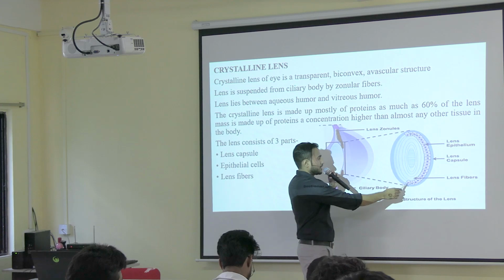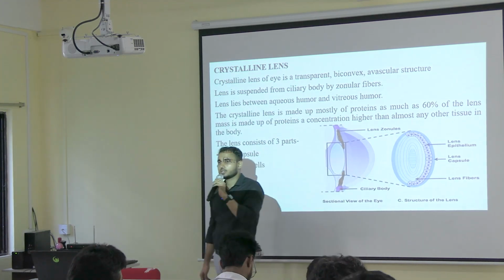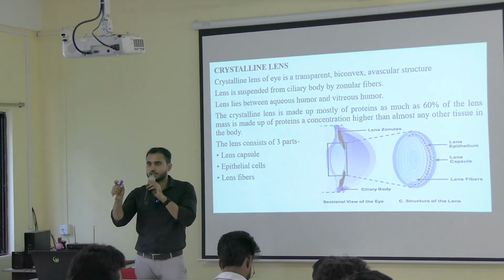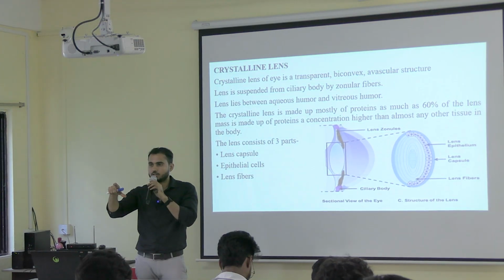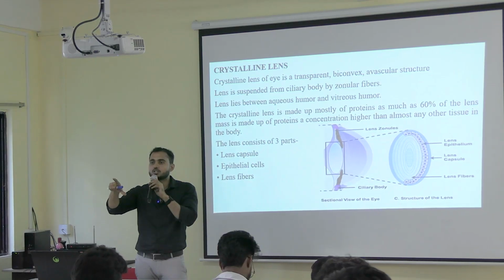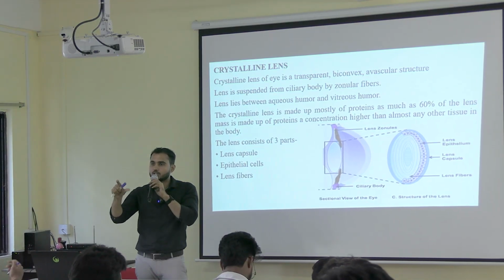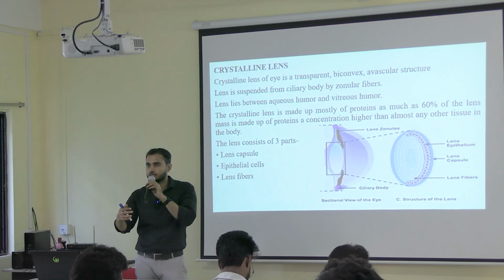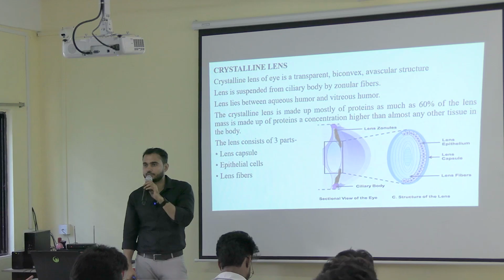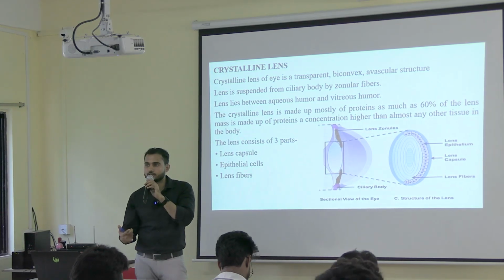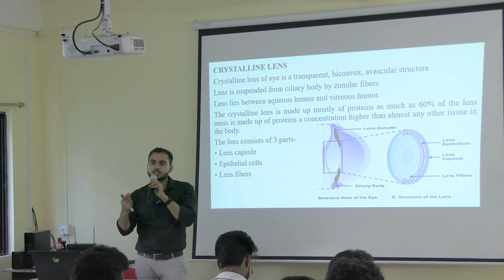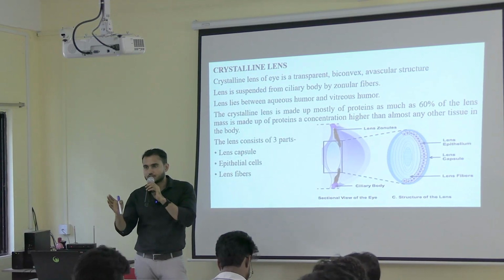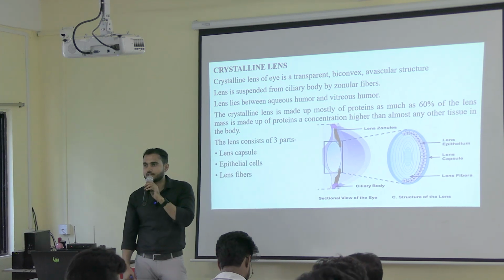Near the equator, a transition zone is there. In that transition zone, what happens? The cuboidal cells will become elongated. जो elongation होता है anteriorly होता है, and gradually they become fibers. Once the fibers are formed, first of all the primary fibers are formed, newly formed fibers. Now those newly formed fibers, they are having the nucleus. Gradually they will go towards the center of the lens.